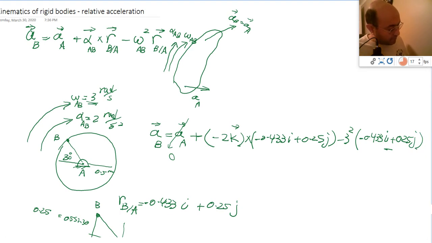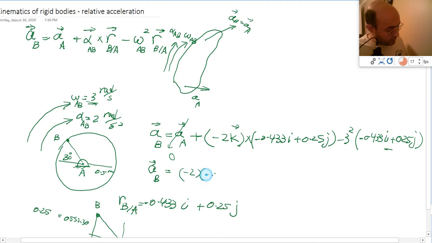In this simplification, I'm going to get acceleration of B equal to, so I have minus 2 times, you have a minus here, and then you have another minus 0.433, K cross I.